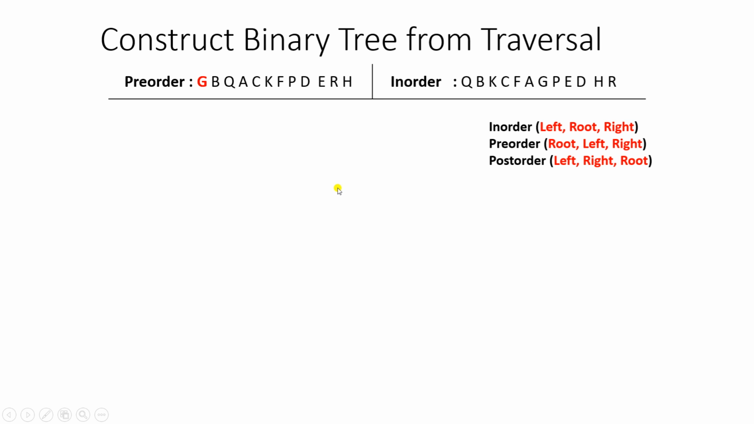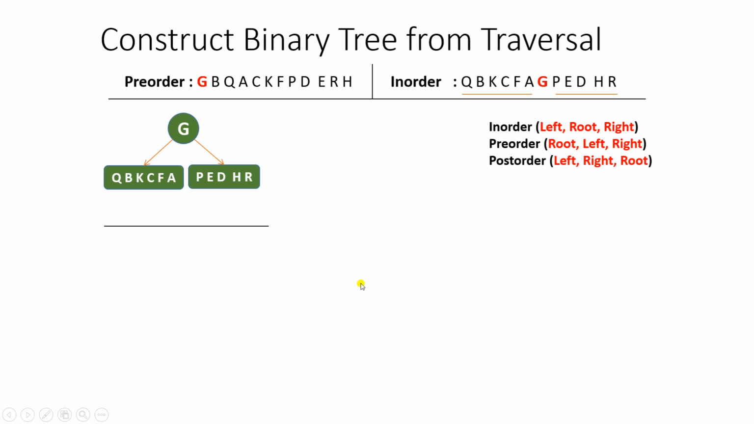So in case of pre-order, the first node is always the root node, and knowing the root node we can find the left and right subtrees using the in order. So G is the first node here, and to the left of G whatever comes is the left subtree, and to the right of G is the right subtree. So just see how it is getting constructed. Q B K C F A is to the left of G, so this is the left subtree and the remaining are the right subtree.